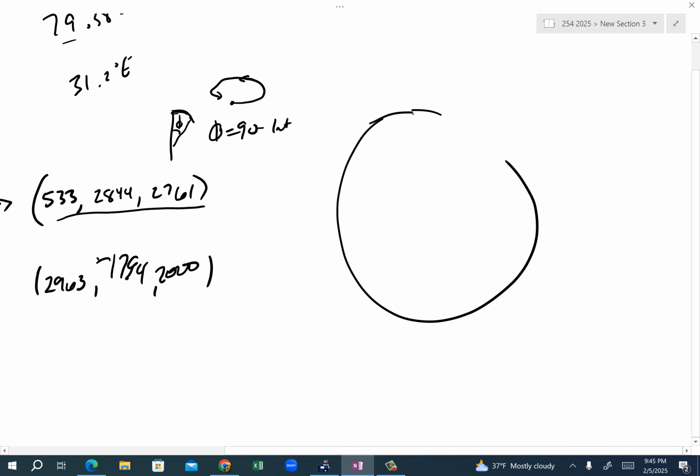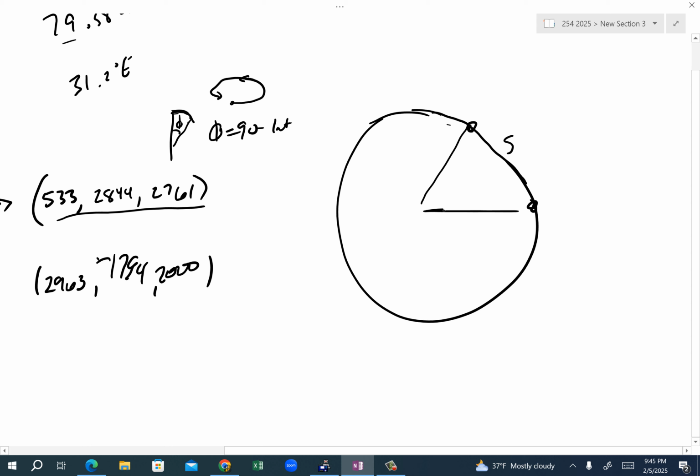Here's the game. Any two cities can be drawn such that there is a circle that can be cut out that goes between the two of them. And this is an arc length.